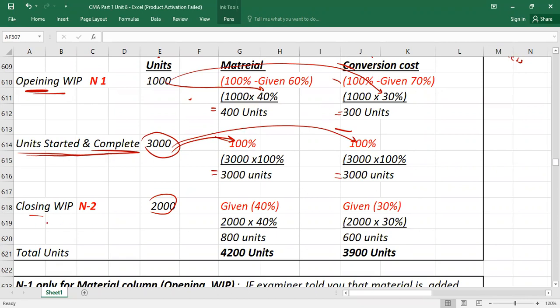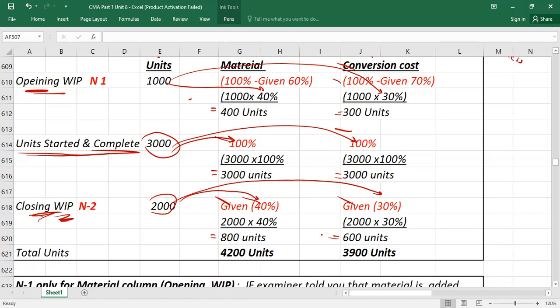Understood? Then for closing work in process, same as what we did under weighted average, same I'll do here. I'll use given and given percentage. First of all, I told you closing work in process is 40% completed with respect to material. That's it, it's given. I'll take 2,000 times 40%, will give you 800. And I told you closing work in process is 30% completed with respect to conversion cost, I'll use the given. There's no change. I'll take 2,000 times 30%, will give you 600. This format you will follow.